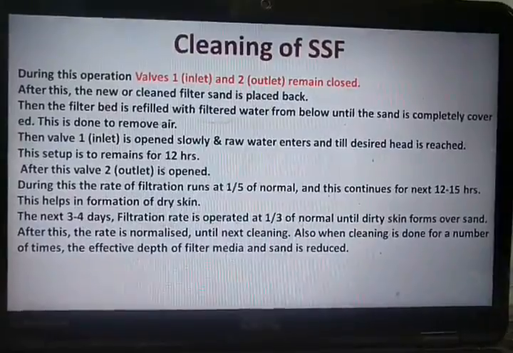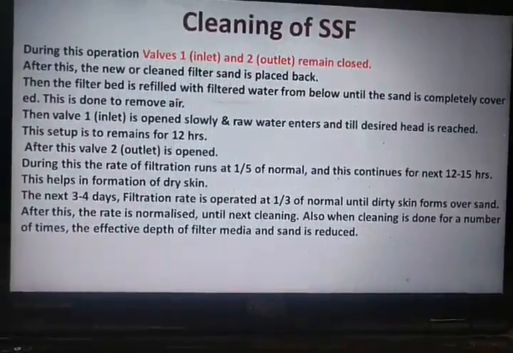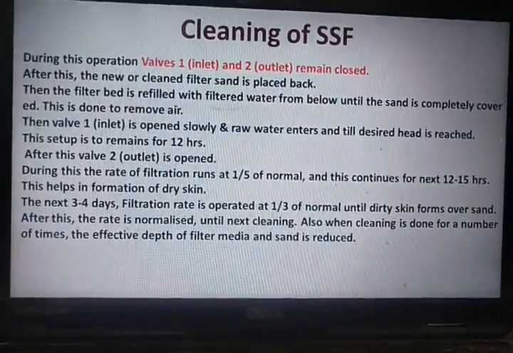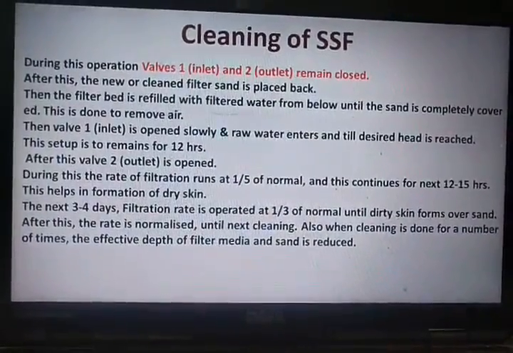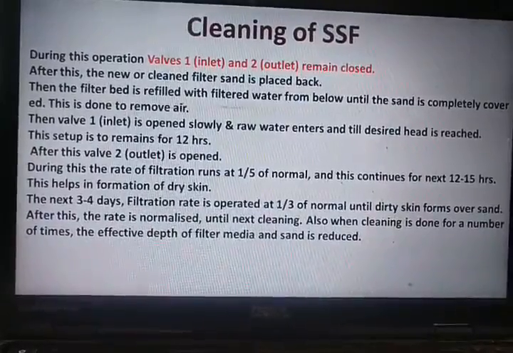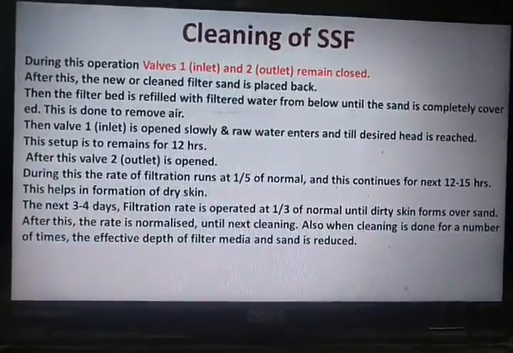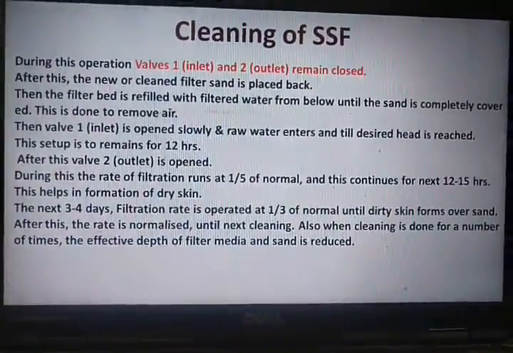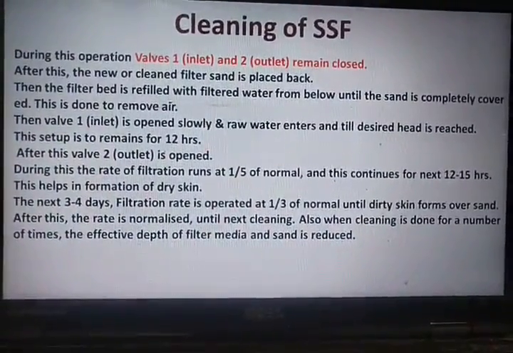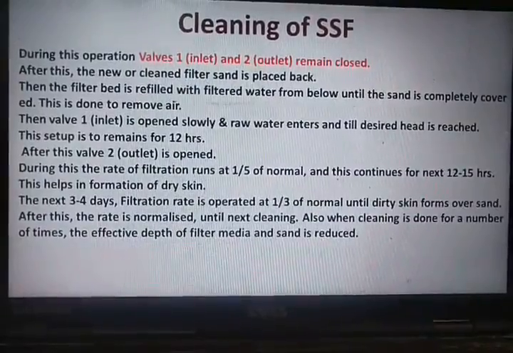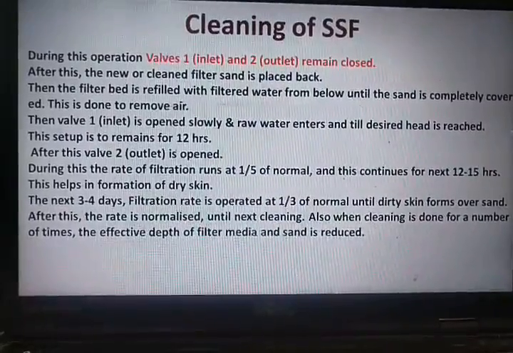Then afterwards, slowly valve 2, that is the outlet valve, is opened. During this stage, the rate of filtration runs at 1.5 times the normal filtration rate, and this process continues for the next 12 to 15 hours, okay. So this helps in the formation of the dirty skin layer, okay. In the next 3 to 4 days, the filtration rate is operated at 1/3 of normal until dirty skin forms over the sand.